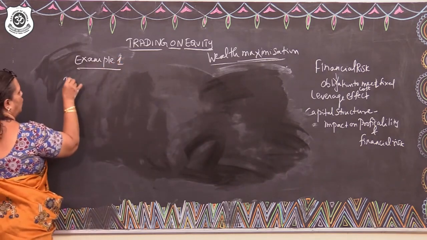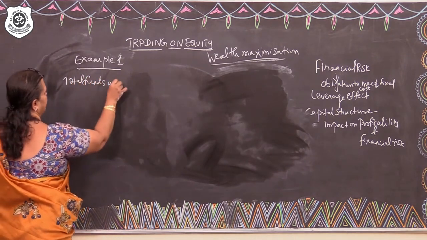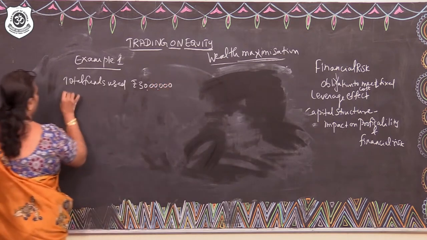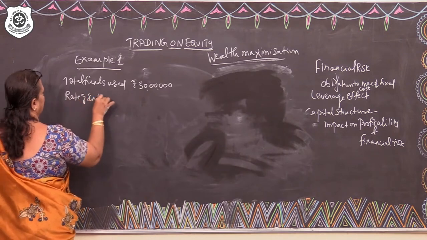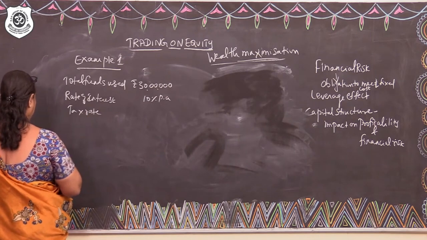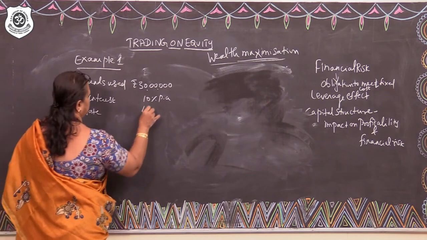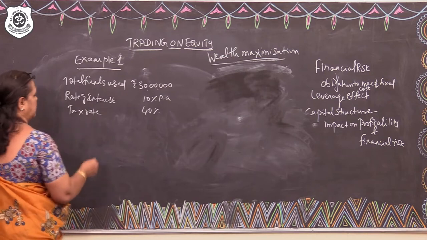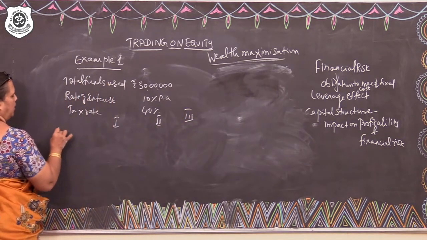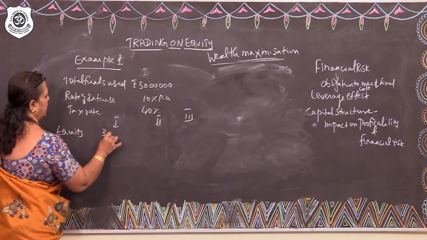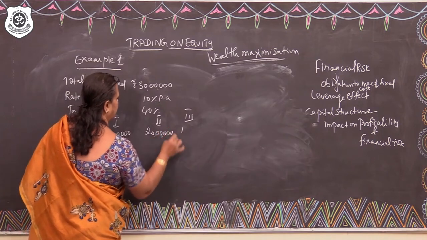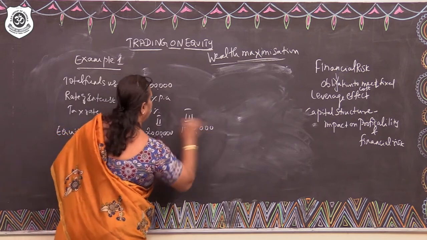We are going to have a situation of total funds used is rupees 30 lakhs, rate of interest 10% per annum, tax rate is 40%. Now, in situations 1, 2 and 3. In situation 1, we are going to have equity 30 lakhs, equity 20 lakhs and third situation, equity 10 lakhs.